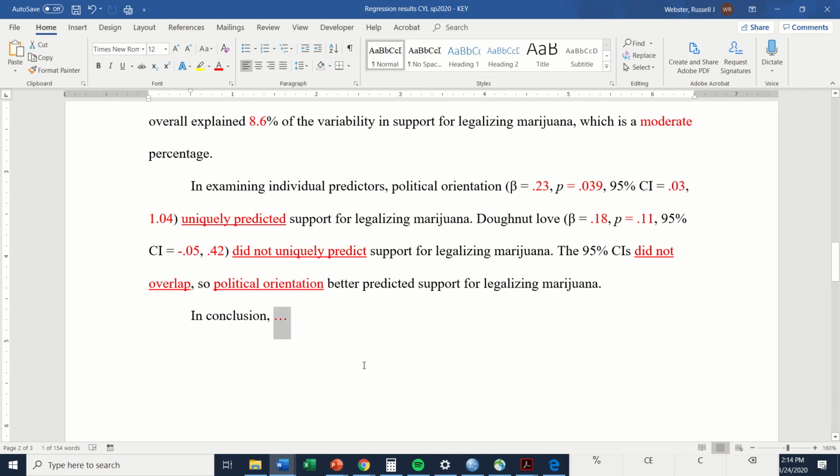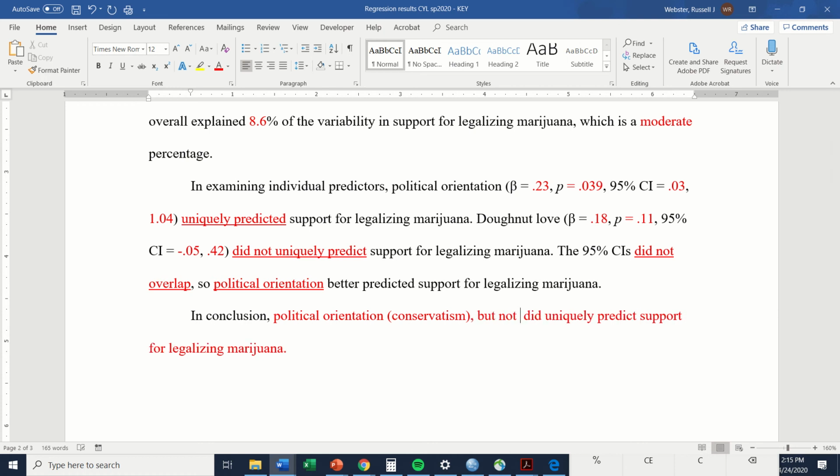And we can reiterate that in our conclusion by saying that political orientation, conservatism, did uniquely predict support for legalizing marijuana, and political orientation, but not love of donuts, uniquely predicted support for legalizing marijuana. Yeah, I like that. Actually, I'm going to take out the conservatism. I'll just say political orientation, but not love of donuts, uniquely predicted support for legalizing marijuana.